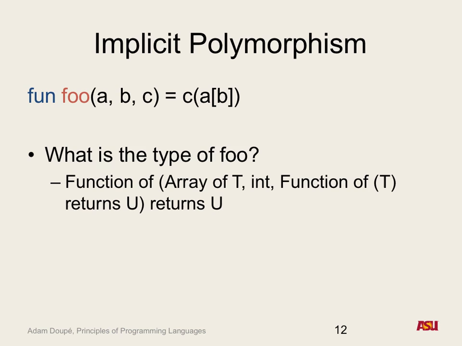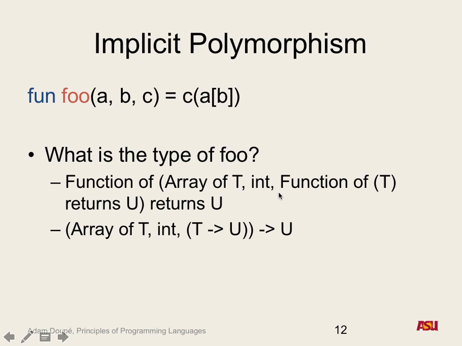So we have foo is a function which takes in an array of somethings, an integer, and a function that takes in that something T and returns some new type. But the key thing is that the function foo returns whatever C returns. Right? Because it's being used right here. The return of calling C is being returned from foo. So we'll have this type here for foo.